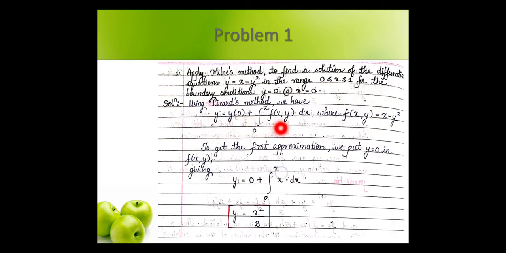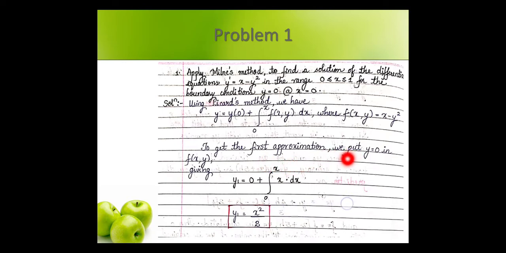So Picard's method is y is equal to y of 0 plus the integral from 0 to x of f of x, y dx, where f of x, y is equal to x minus y square. So to get the first approximation we have to put y is equal to 0 at x is equal to 0, because our boundary condition, the initial value, they have given in the question: y is equal to 0 at x is equal to 0.